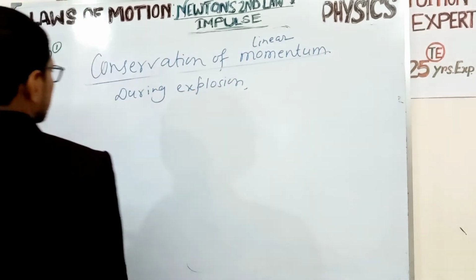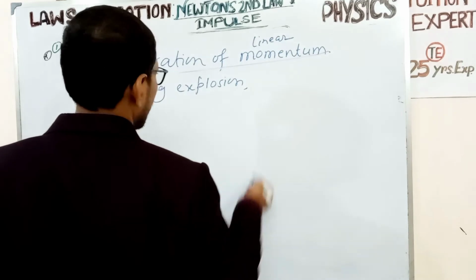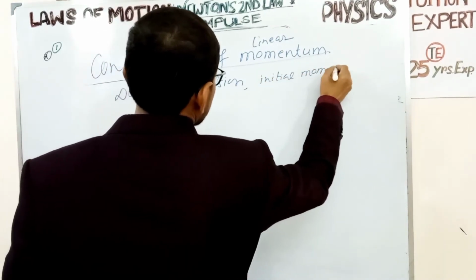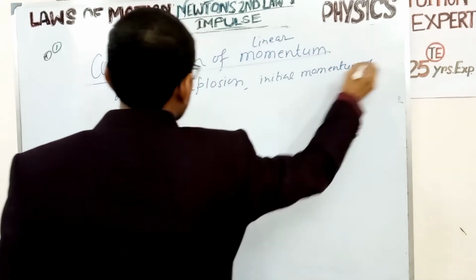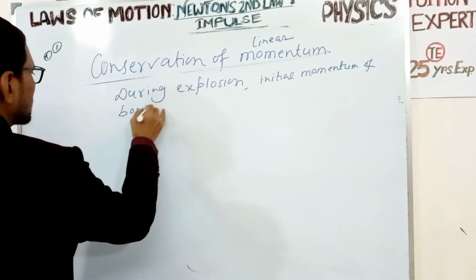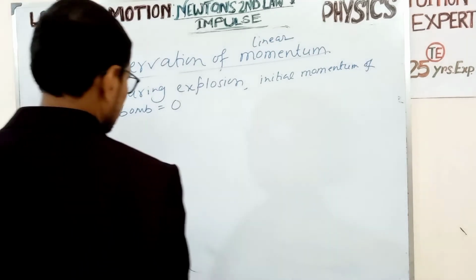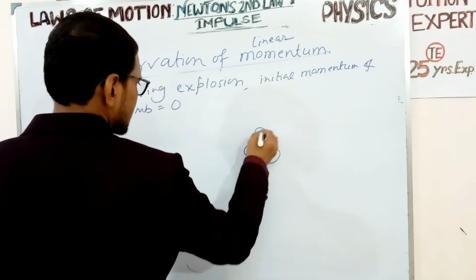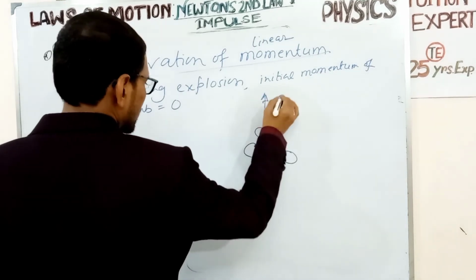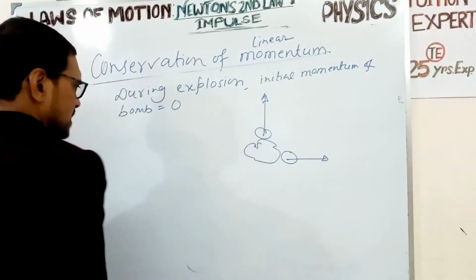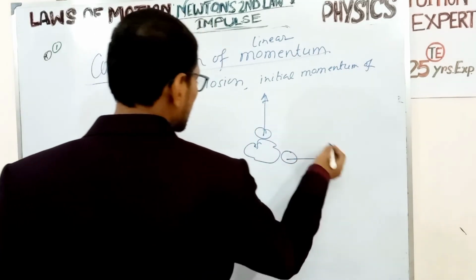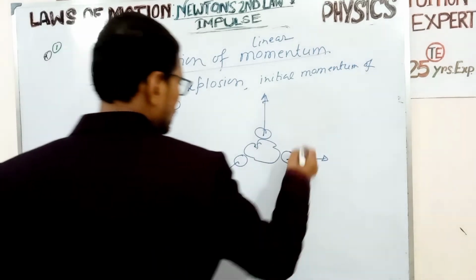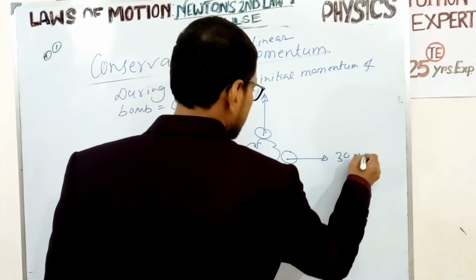Now, explosion. During an explosion, the initial momentum of the bomb should be taken as 0. Now if a bomb explodes into three parts, and two parts move perpendicular to each other, then what is the velocity of the other part? Suppose two parts move with velocity this and this.